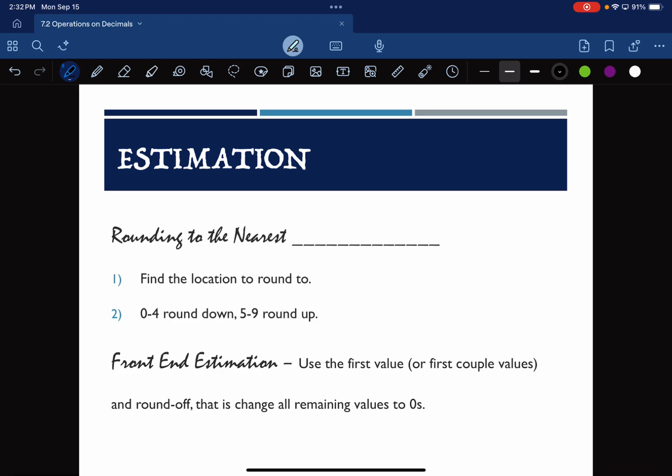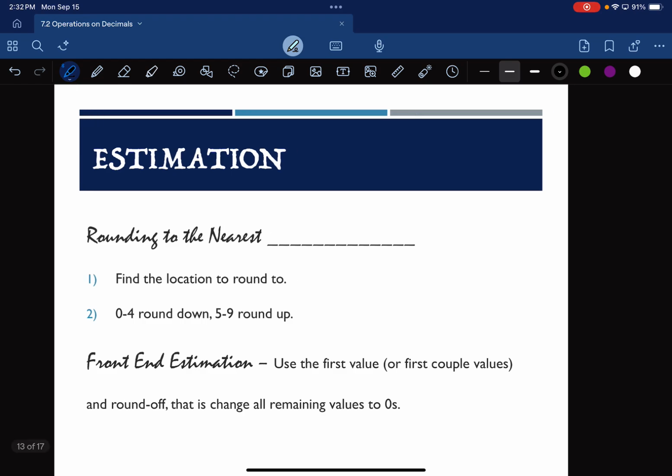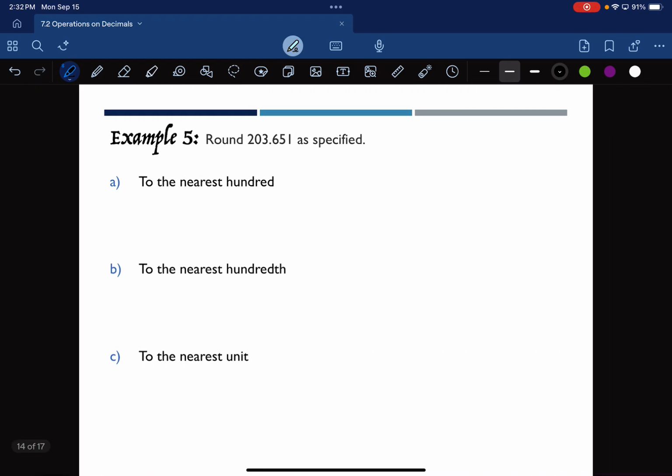So let's do a couple of examples of these different types. The first one is just specifically rounding. So it wants us to round as specified. Our number is 203 and 651 thousandths. So the first one says to round to the nearest hundred. And each time I'm going to do this, I'm going to rewrite it in the space that I have so that we can identify what place value we're supposed to be rounding to.